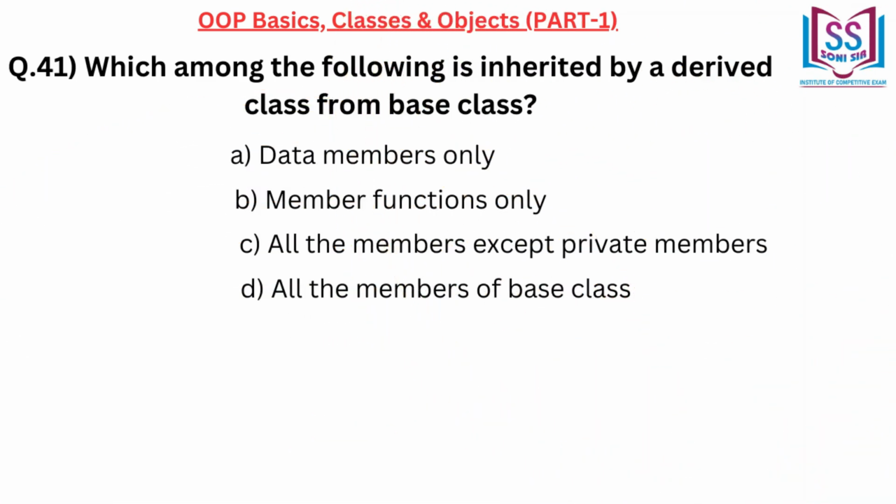Which among the following is inherited by a derived class from base class? A. Data members only. B. Member functions only. C. All the members except private members. D. All the members of base class. Correct answer, C. The class inheriting another class inherits all the data members and member functions that are not private. This is done to ensure the security features with maximum flexibility.